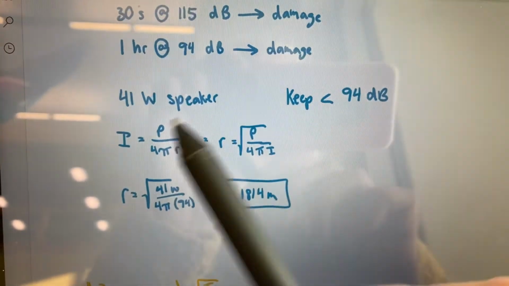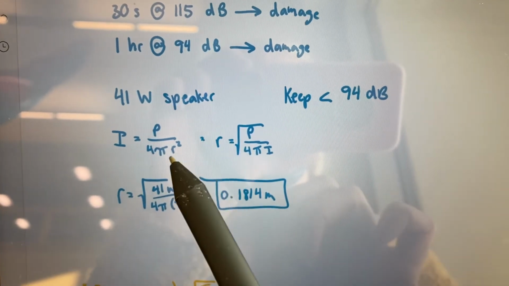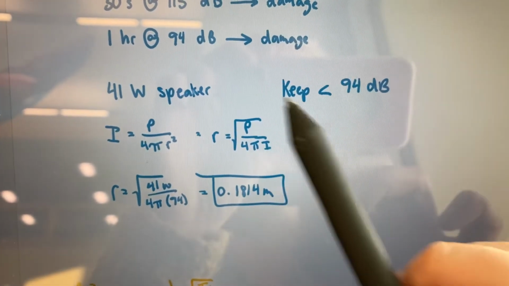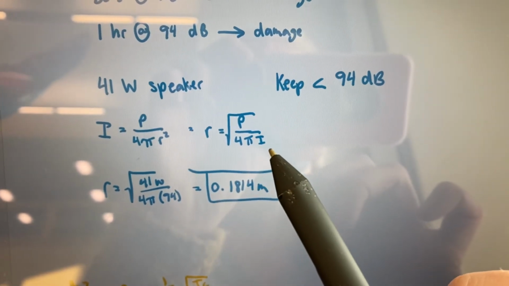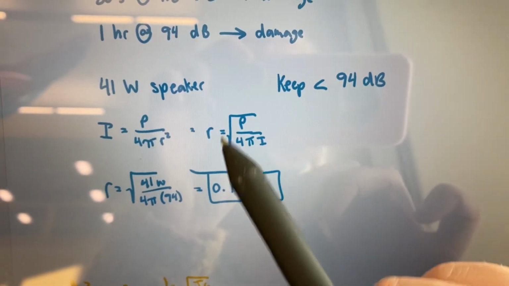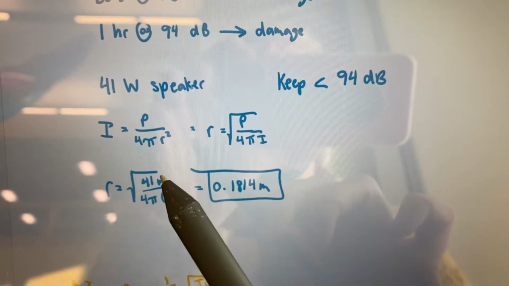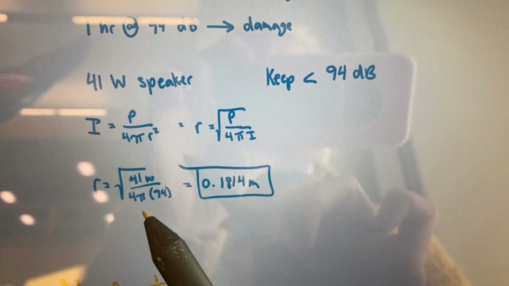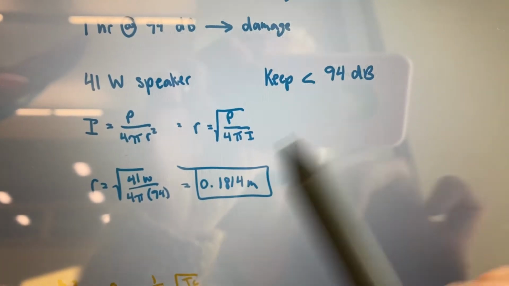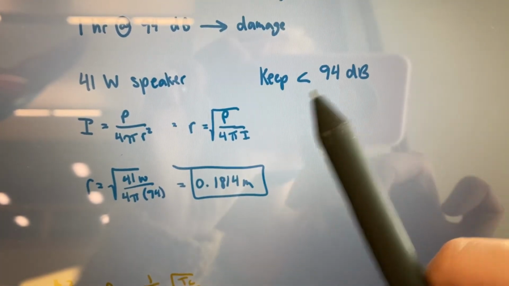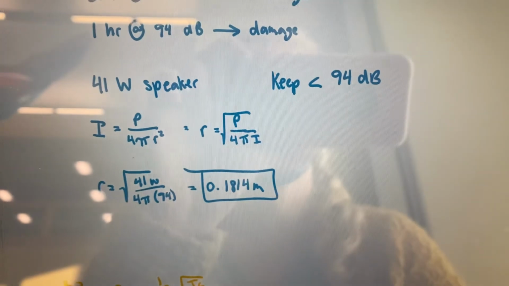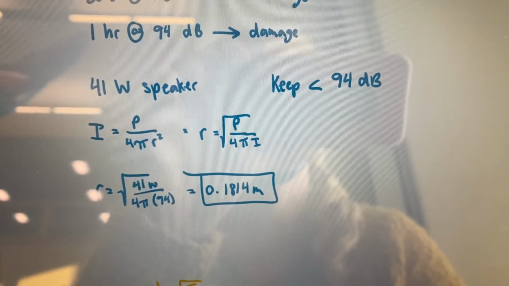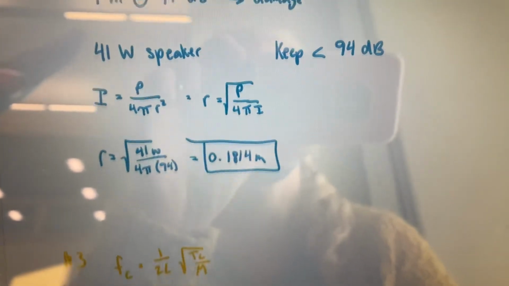We're going to use this equation, I equals P over 4 pi r squared, which when we rearrange it, we get r equals the square root of P over 4 pi I. Insert the information we have, 41 watts divided by 4 pi times 94 decibels, that's our base point, and we see that we have to stay at least 0.1814 meters away from the speaker.